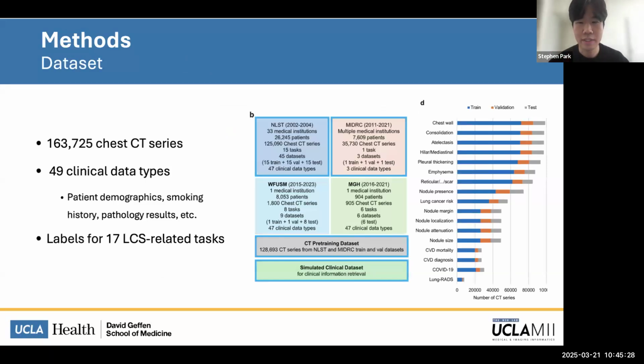In terms of the data set they used to train and evaluate their model, if you see the figure on the right, you'll see that they used a lot of data sets and a lot of different tasks, but ignore that for now. To summarize the data set, there's about 163,000 chest CT series that they used in total, and 49 unique clinical data types, including patient demographics, smoking history, and pathology results. And they also have labels for 17 different lung cancer screening related tasks. And those are in the figure on the rightmost. Examples of these are, again, lung cancer risk prediction, nodule size prediction. And it's not limited to only lung cancer, but also cardiovascular diseases, as well as COVID-19. So those that can be seen on the chest CT.